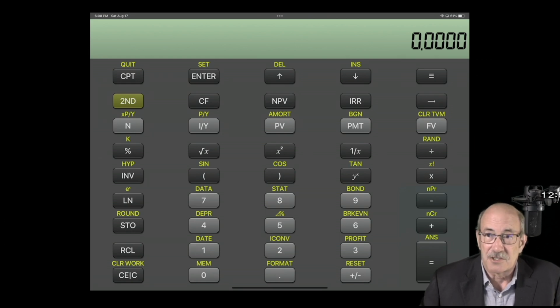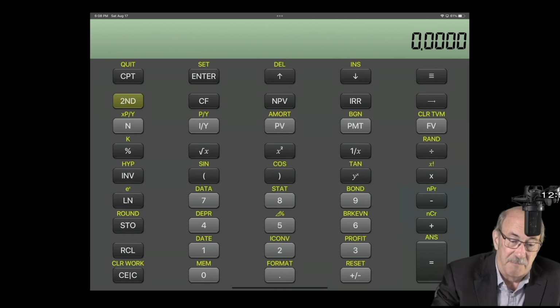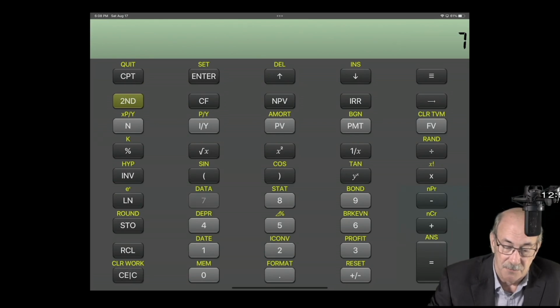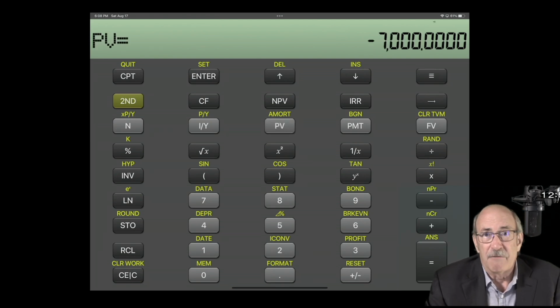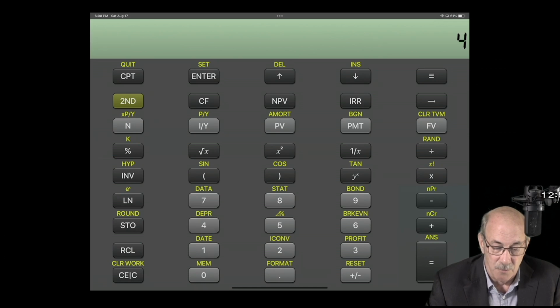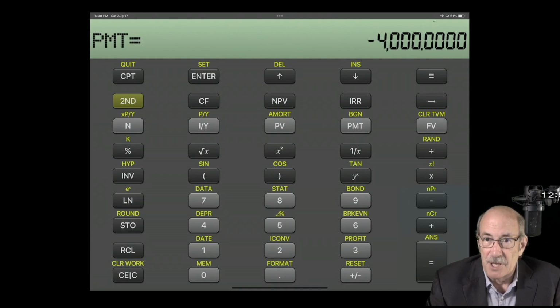But it'll still work. All right, so we've got 7,000 as PV. And by the way, first let's clear our work and now clear everything else. So we'll start with 7,000. And we're investing this, so I'm going to put a negative sign on that. And that's our PV. Now we have 3 more years where we're going to be depositing $4,000 per year. So let's put in 4,000. And again, that's a cash outflow, so negative sign. I'm going to make that my payment.